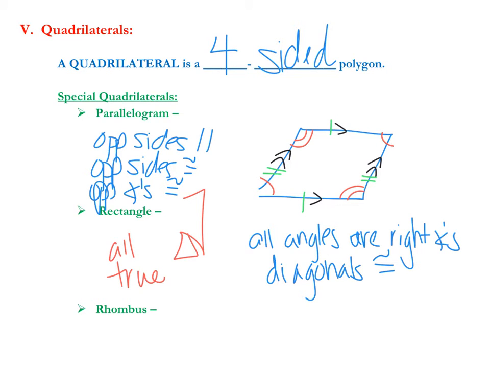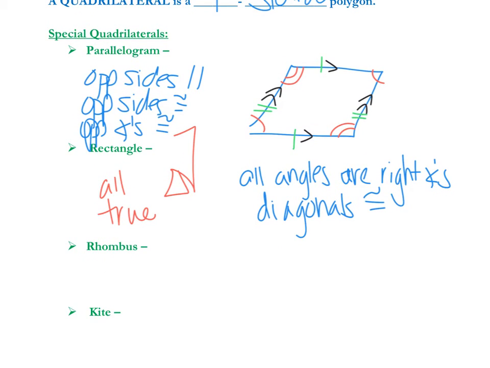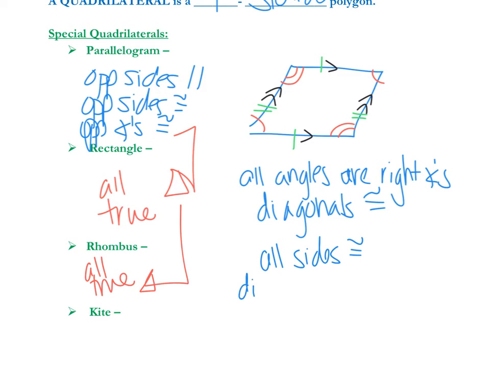Okay. A rhombus, again, all these are true, and it has special characteristics: all sides congruent and diagonals are perpendicular bisectors, which just basically means that the diagonals are perpendicular and they bisect each other.